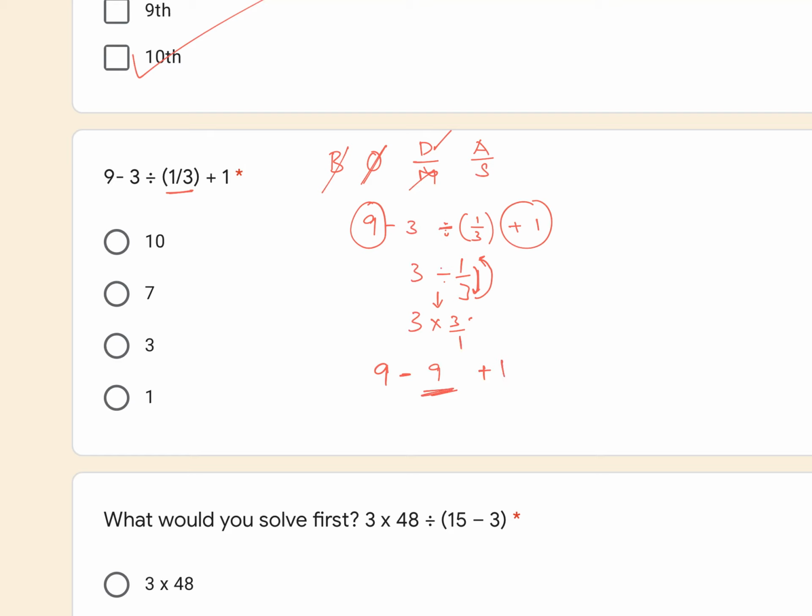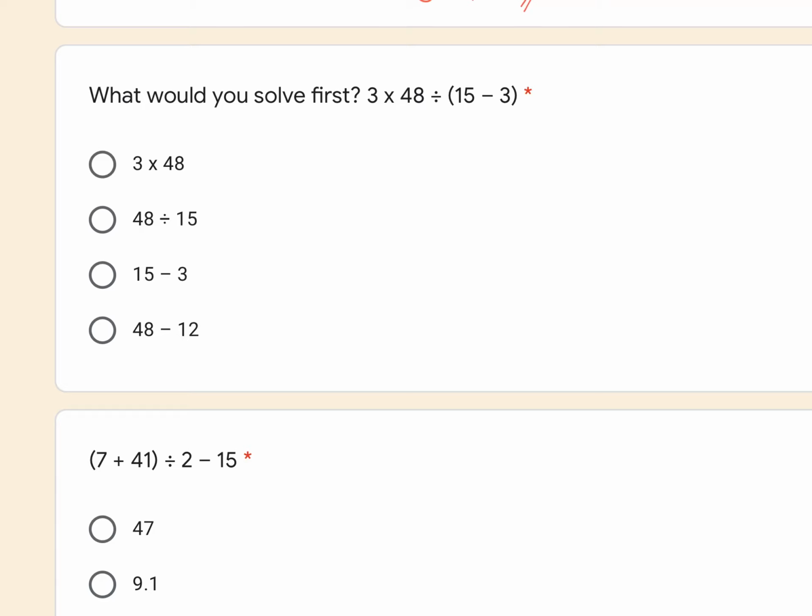So here addition and subtraction have equal value, so whichever comes first is solved first. So here minus comes first, so 9 minus 9 is 0, and plus 1, the answer is 1. Second question, we know B, O, D or M, A or S. This is the order. So brackets of is the first, so 15 minus 3 is to be solved because it is in the bracket. So answer is 15 minus 3.